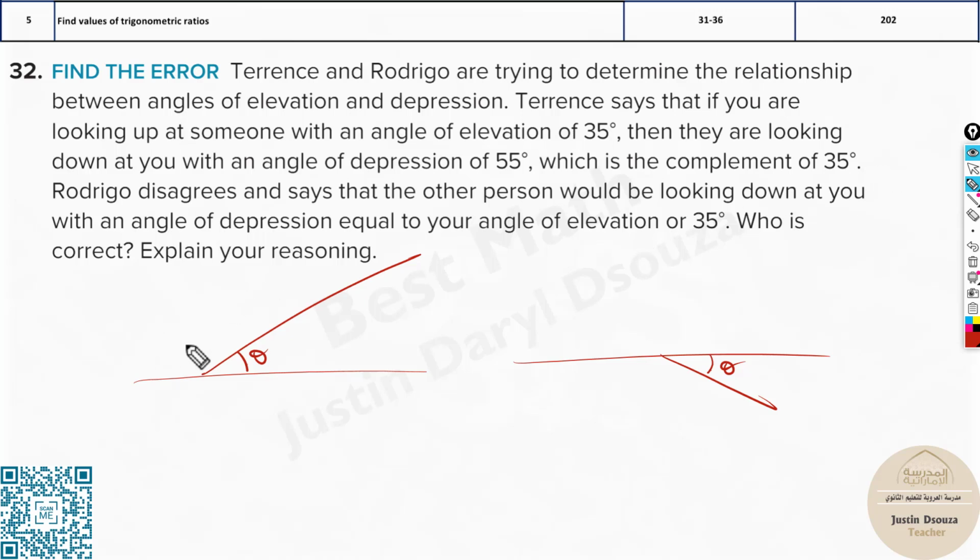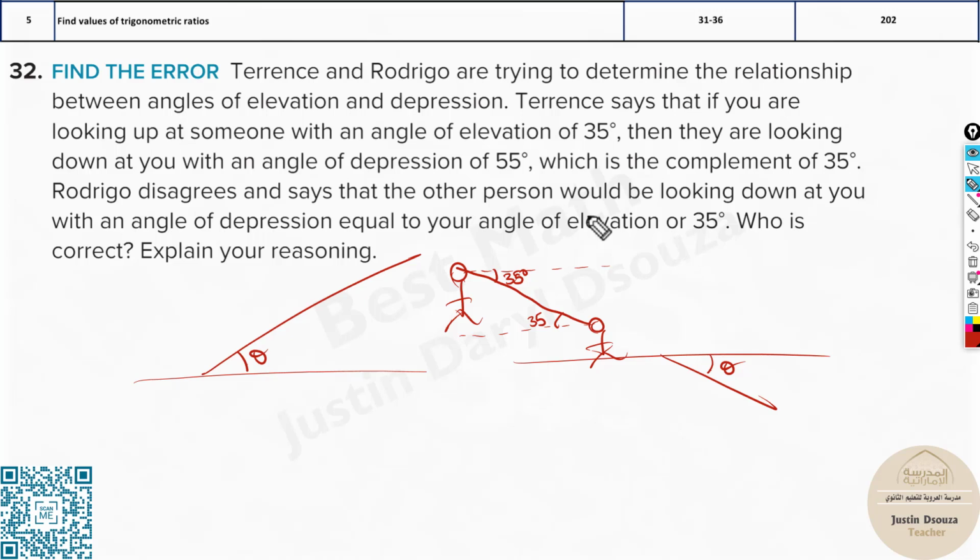Now here, imagine there are two people, this person and this person from below. This is the base, this is the base. The eyesight will always be parallel to each other. Now this first person is looking in the angle of elevation, so he looks up. From the base it's 35 degrees. Now when he looks down, how much will this angle be? They're alternating interior angles. It has to be the same.